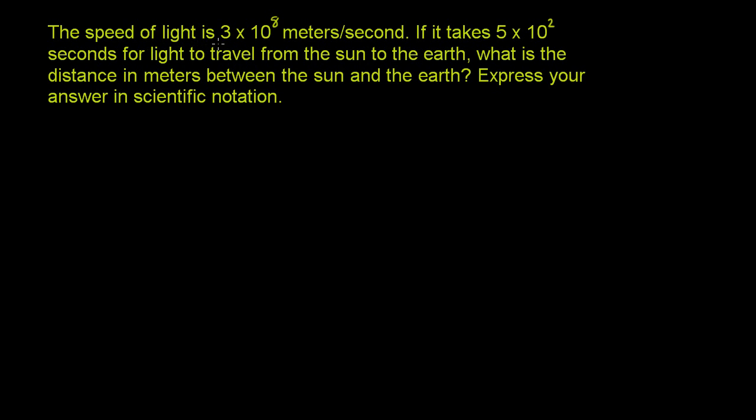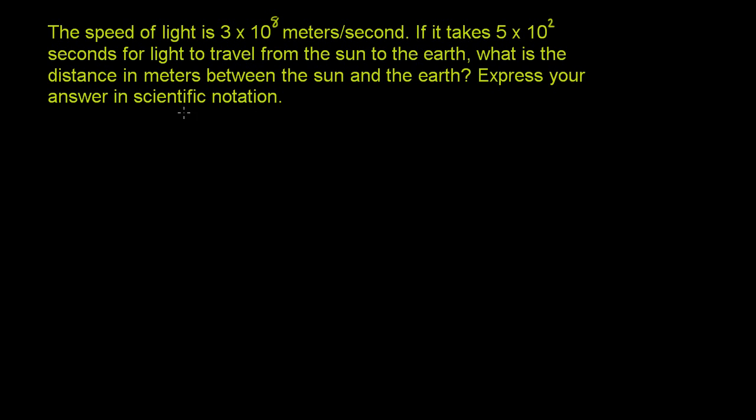The speed of light is 3 times 10 to the 8th meters per second. If it takes 5 times 10 to the second, or 5 times 100, or however you want to view it, if it takes 5 times 10 squared seconds for light to travel from the sun to the earth, what is the distance in meters between the sun and the earth? Express your answer in scientific notation.